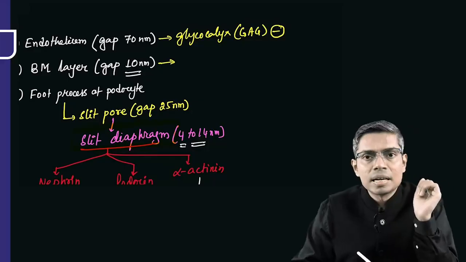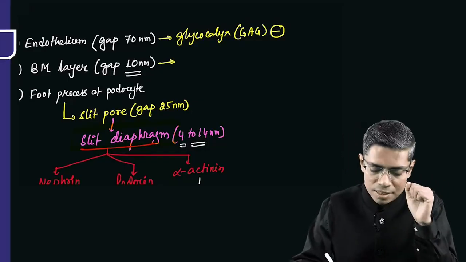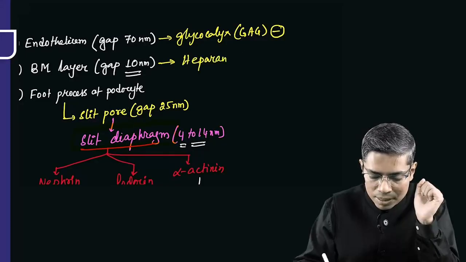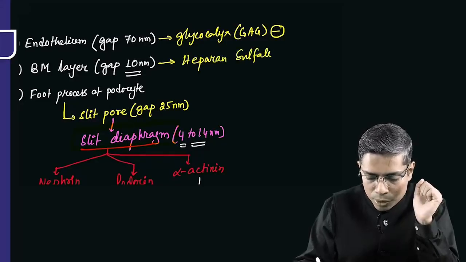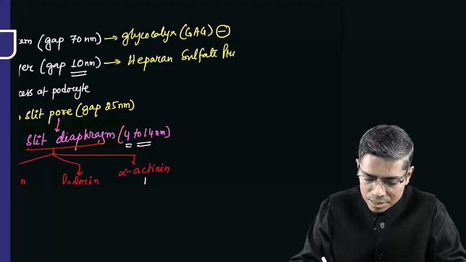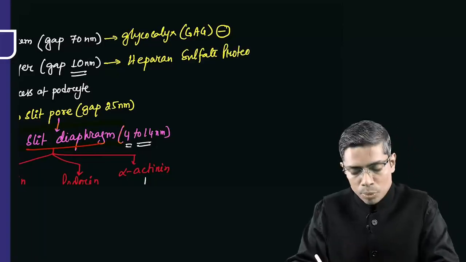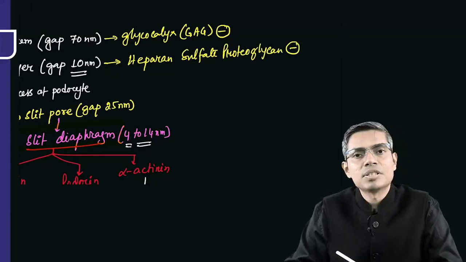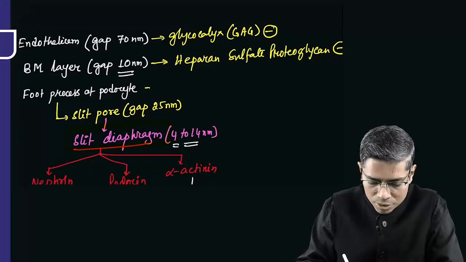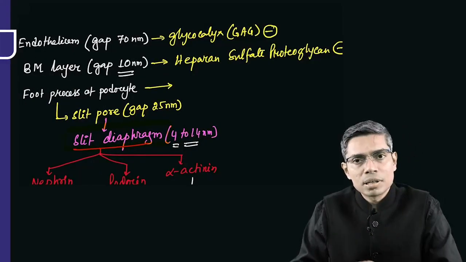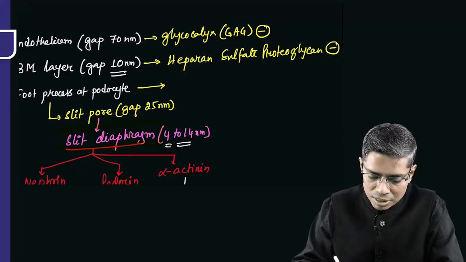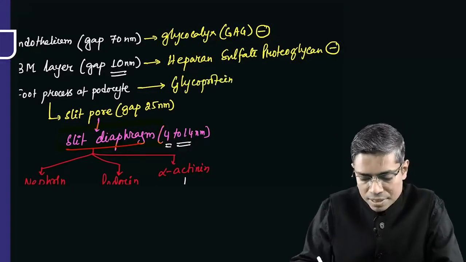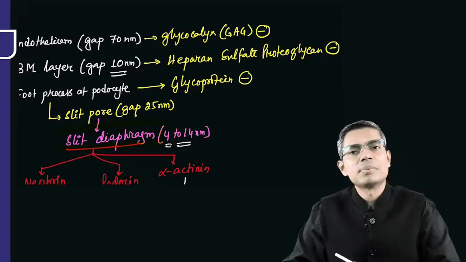Basement membrane, the important substance which is present here is heparan sulfate proteoglycan. This has been asked in MCQ. Heparan sulfate proteoglycan. What kind of charge? Again, it is negatively charged. And if you look at the foot process of podocyte, it is also under the covering of negatively charged glycoprotein, right? So the glycoprotein covering is there, which is also negatively charged.